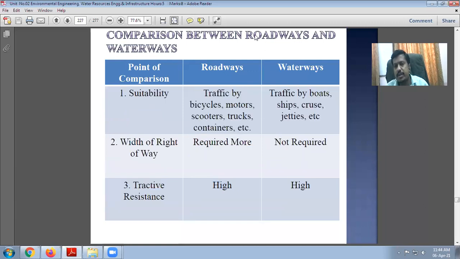Next is comparison between the roadways and the waterways. The same point, suitability. Traffic is by bicycle in roadways. Here, traffic is generally done by the boats, ships, or the cruise.